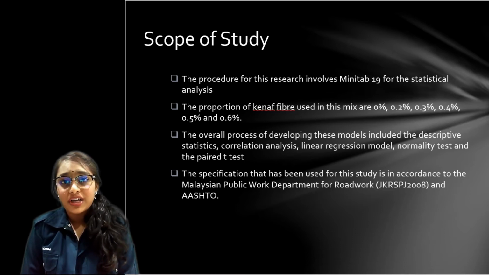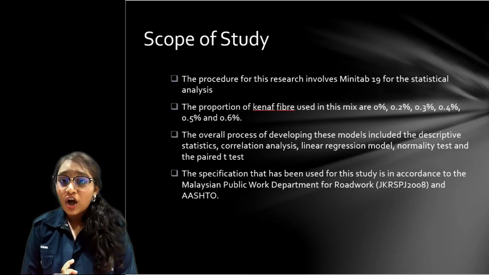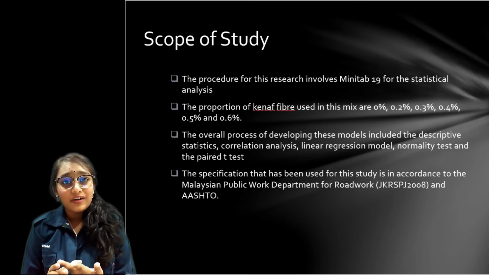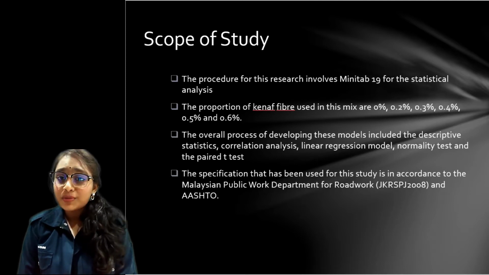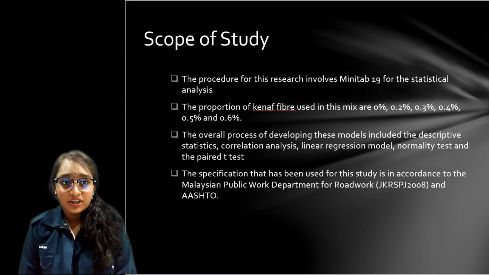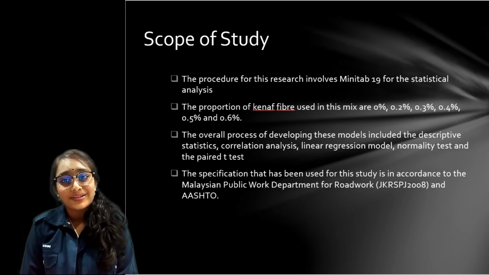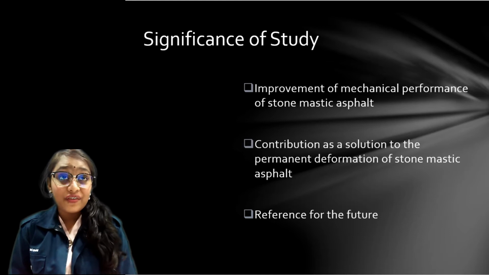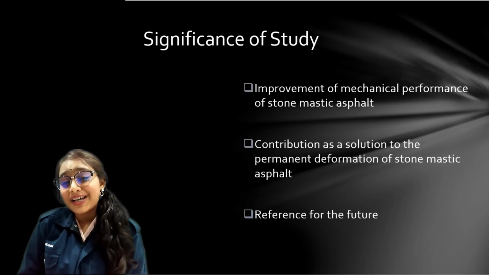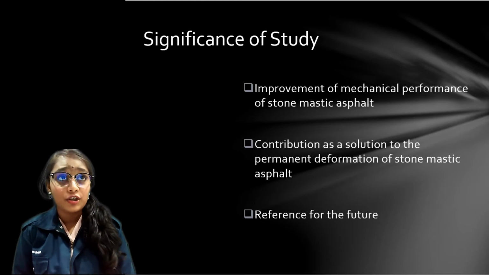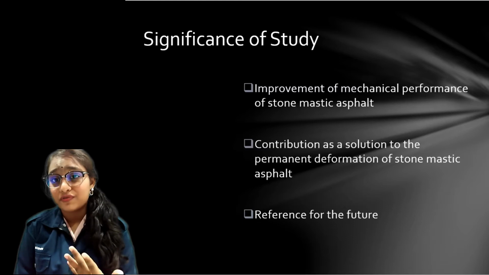The overall process of developing these models consists of descriptive statistics, correlation analysis, linear regression model, normality tests, and also the paired t-test. All specifications for this research are in accordance with the Malaysian Public Works Department Standard Specification for Roadworks and also ASTM. The significance of this study is to improve the mechanical performance of stone mastic asphalt, to contribute as a solution to the issue of permanent deformation, and also to act as a reference for the future.